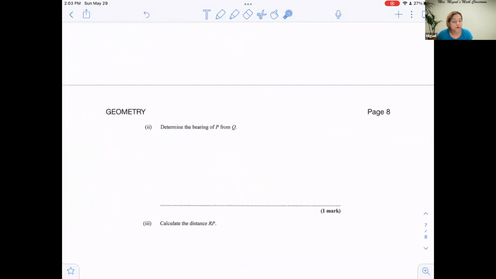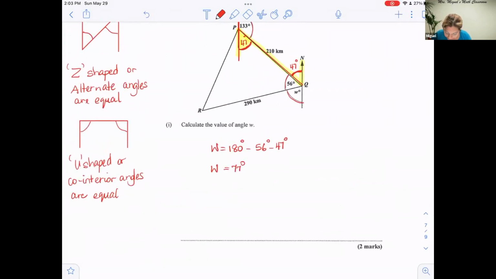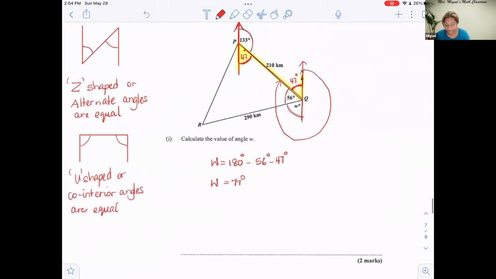The bearing of Q from P. Underline the word from. From is where you go and you set up your north line. So you're setting up the north line at Q and you're measuring the angle until you reach the line containing the point P. So I'm setting up my north line here. And I want the bearing, this big bearing here. This is R, I don't want that. I'm going straight up until I find P.